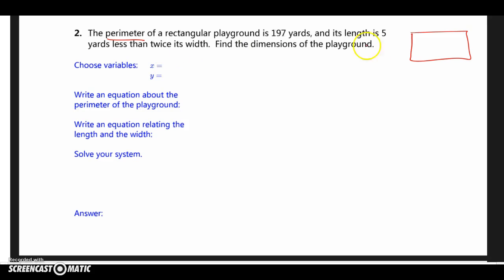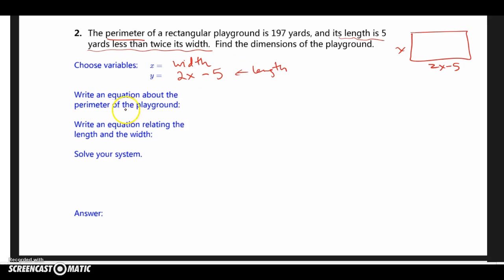Choose your variables. Since the length depends on the width, because it says twice the width, length depends on the width, we'll call x the width of the playground. And then let's translate that piece, twice its width, so 2x. But it's 5 less than twice its width, so tack on the 5 less at the end. So the length is 2x minus 5.